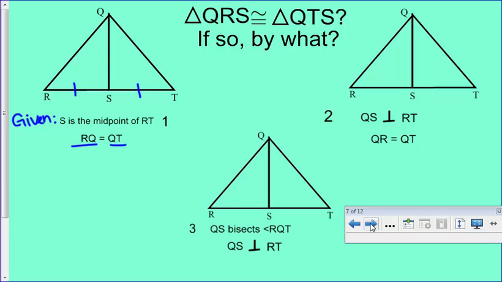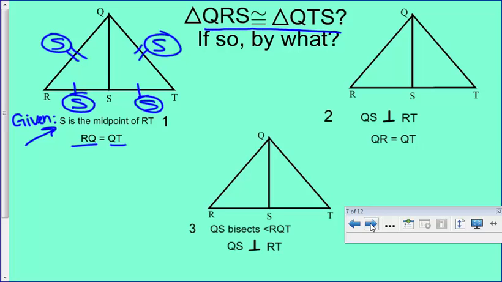Next, they just tell us here that RQ is congruent to side QT. So that's all that we're given. We're not able to go ahead and mark that might look like a 90-degree angle, but you can't just assume it if it doesn't tell you in the given. So right now we have a side and a side marked congruent on both of these. So that's not enough information to prove that these triangles are congruent.